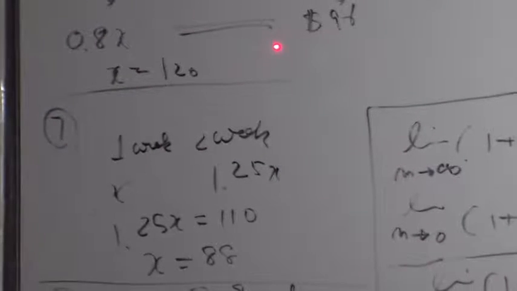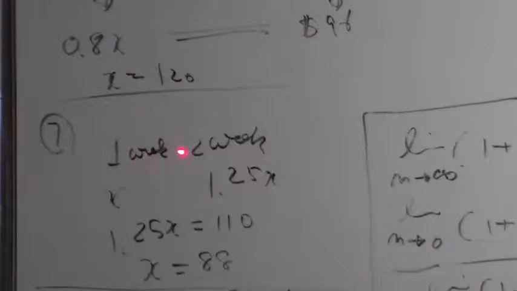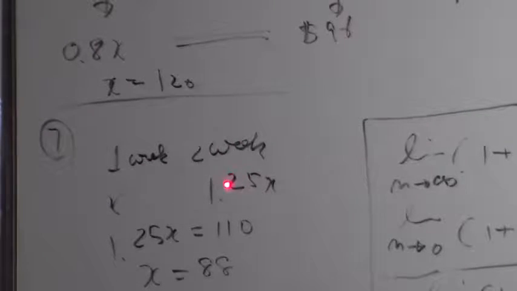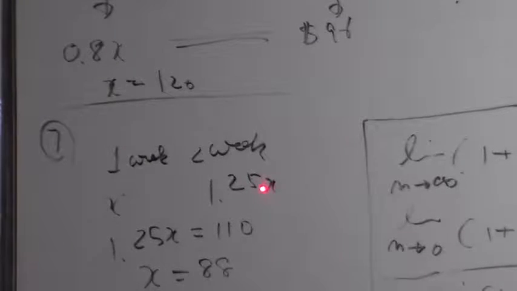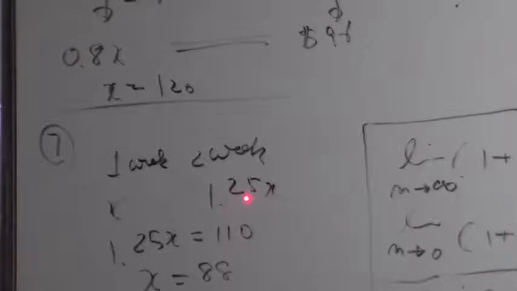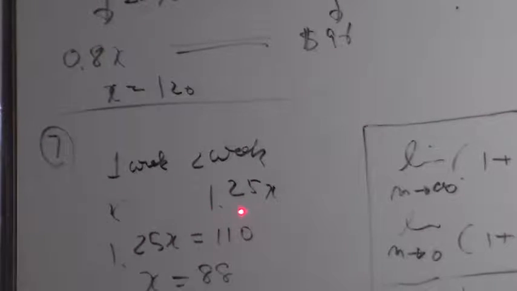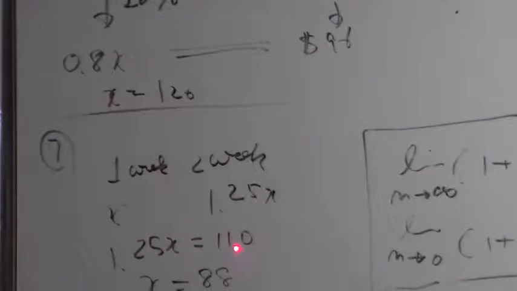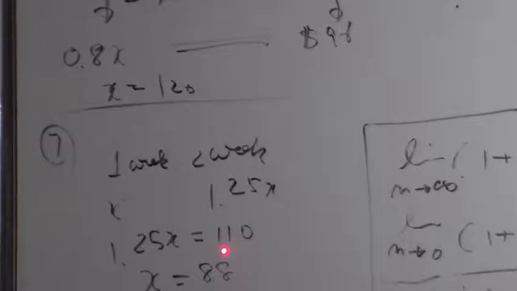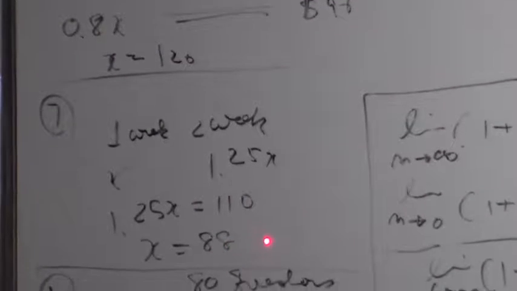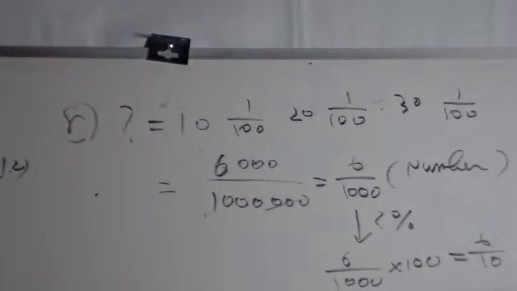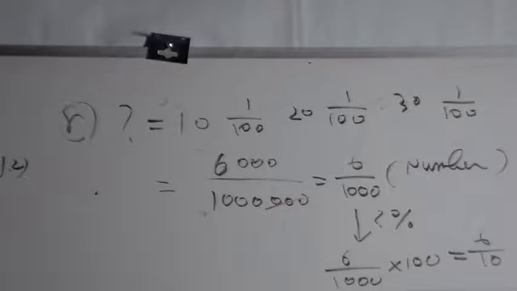Okay, number 7. Number 7 is the first week and second week. He says the second week equals 25% more than the first week's salary X. The second week was $110. So what is the first week? You have 1.25 times the first week is the second week, right? So 1.25 times X is 110. So X is $88.